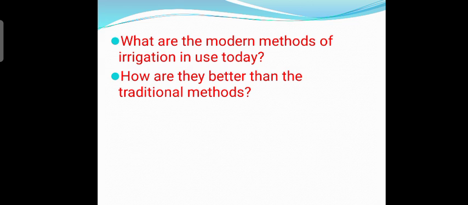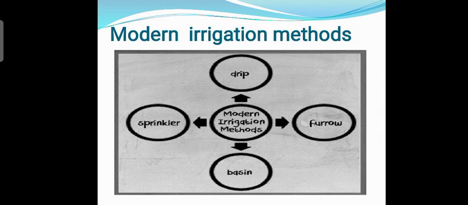Now what are the modern methods of irrigation in use today? How are they better than the traditional methods? So there are 4 methods of modern irrigation technique, and these are furrow irrigation, basin irrigation, sprinkler irrigation and drip irrigation.